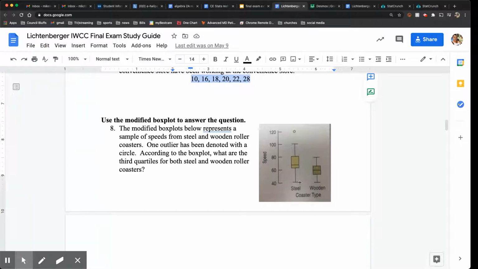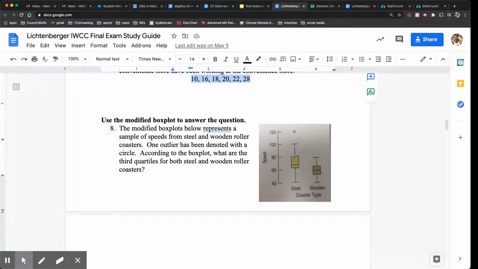For example, the bottom or the leftmost whisker, that's your minimum. And then the left or bottom part of the box, that would be your first quartile, Q1. And then the line in the middle of the box is the median. And then the line at the top of the box would be your third quartile. So because it's vertical, the third quartile is at the top of the box. If this were a horizontal box plot, it would be the right part of the box.